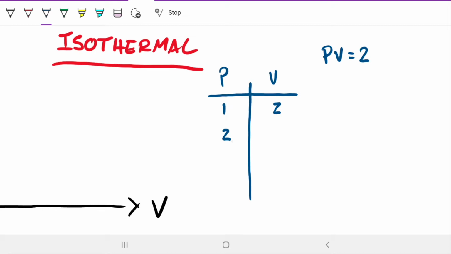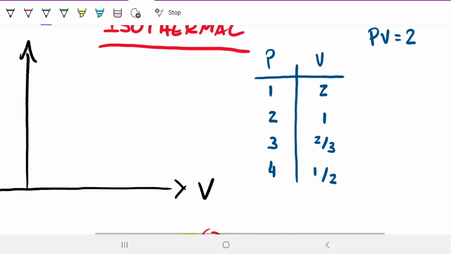If my pressure is 2, then my volume has to be 1. If my pressure is 3, then my volume has to be 2/3, right? If my pressure is 4, then my volume has to be 1/2 or 2/4, and so forth, right? Cool. So we can write that down into this graph.